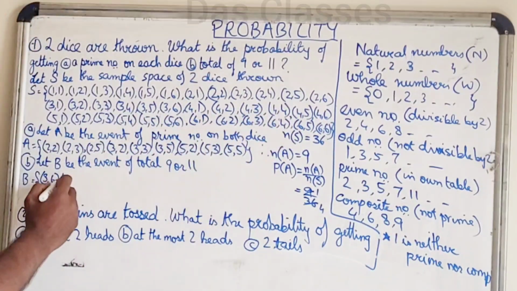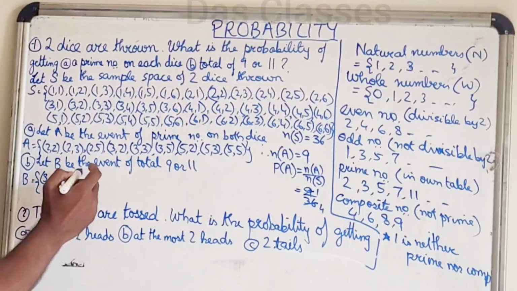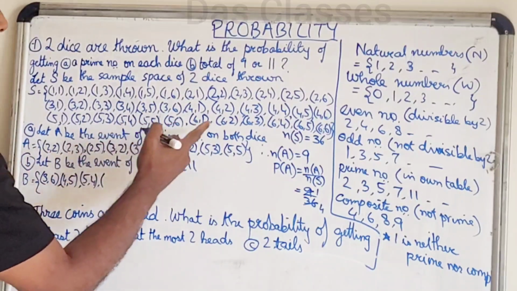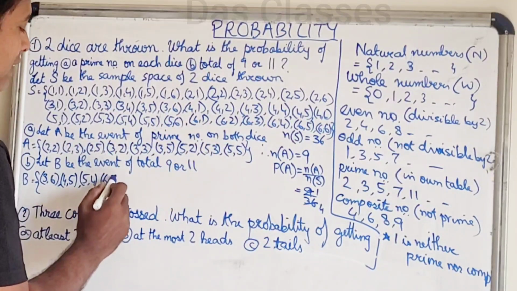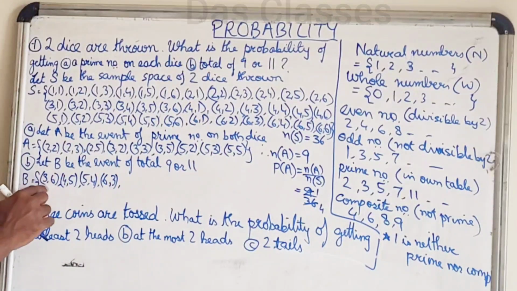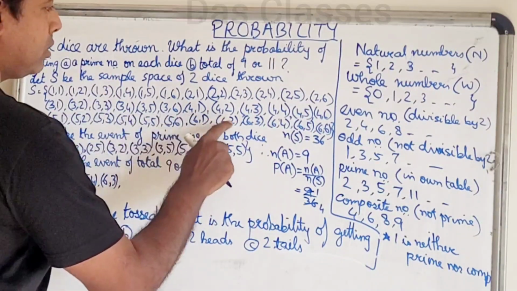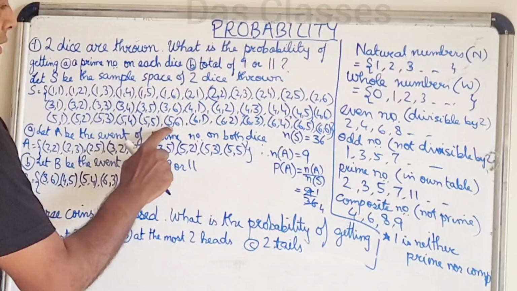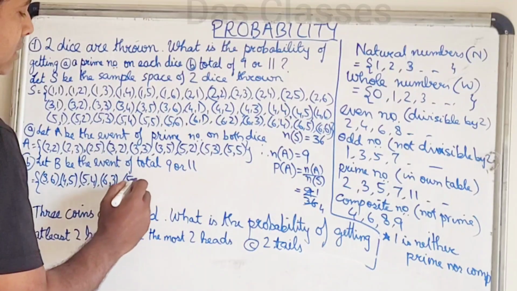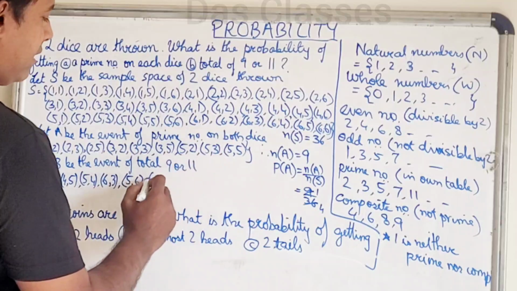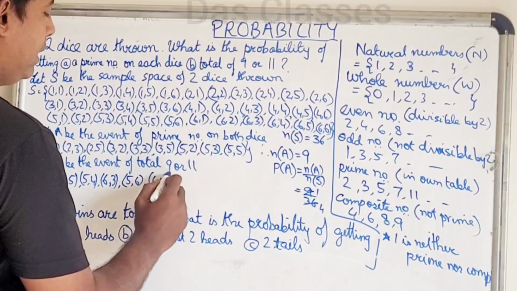4 5 is 9. 5 4 is 9. The total is 9. And 6 3 will be 9. So these are the possibilities where the total of the two dice, when we add it, is 9 and or 11. 11, the total is 11. So we can't take these numbers because the total will be less than 11. Here we get the first one, 5 6 is going to be 11, and 6 5 is going to be 11.